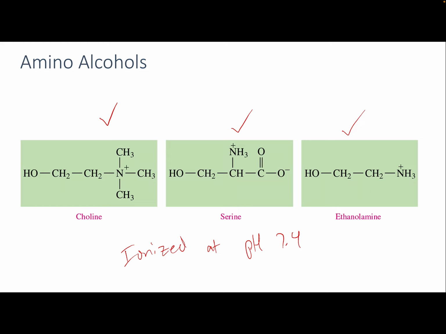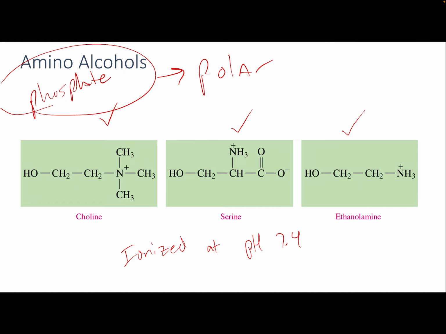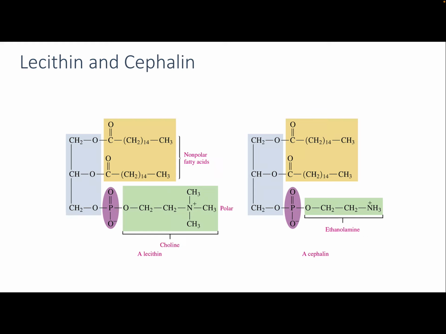But just realize here that this gives the polar part to our otherwise nonpolar lipid. So we're going to end up with a molecule that is partly polar, partly nonpolar, and the reason that it's polar is going to be because of not just this, but the phosphate as well. Phosphate has a lot of charges on it, and these amino alcohols, they are going to be the polar bits. So let's take a look at some of these glycerophospholipids.